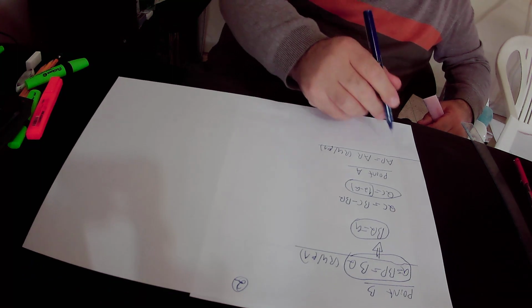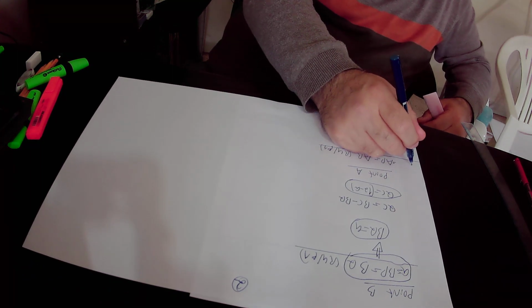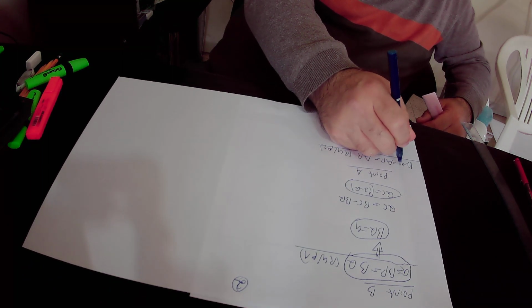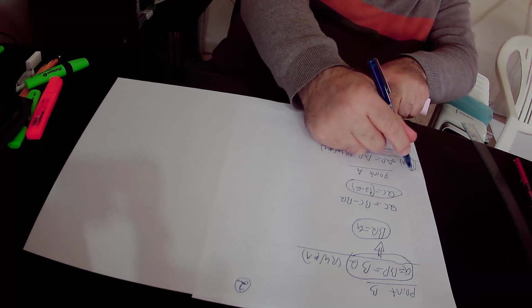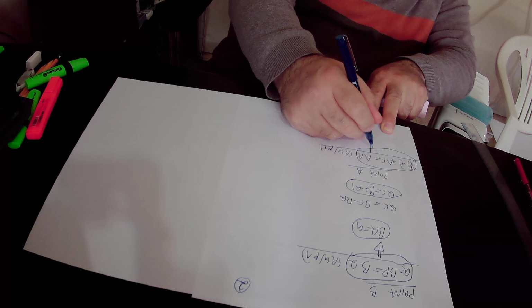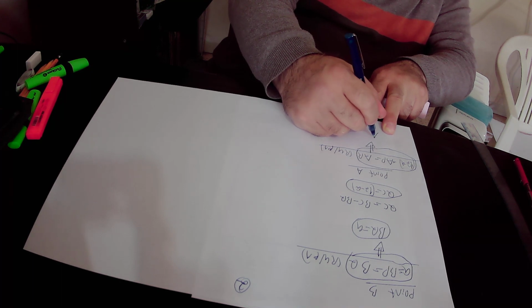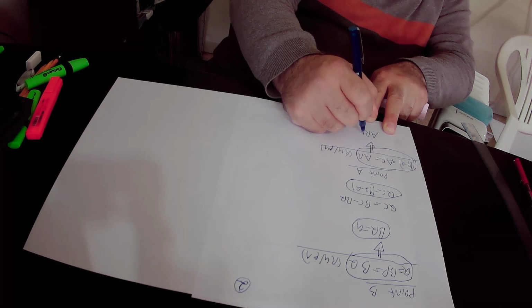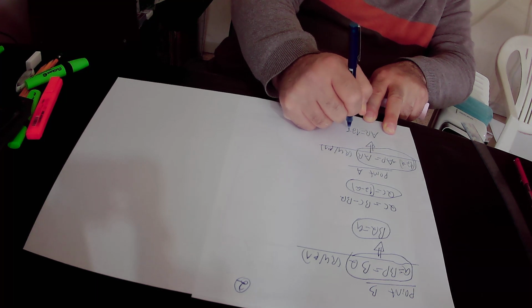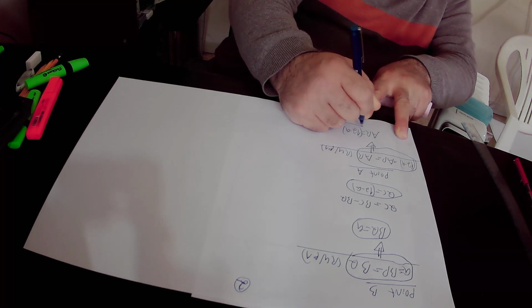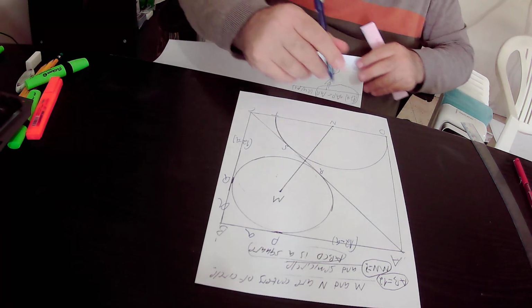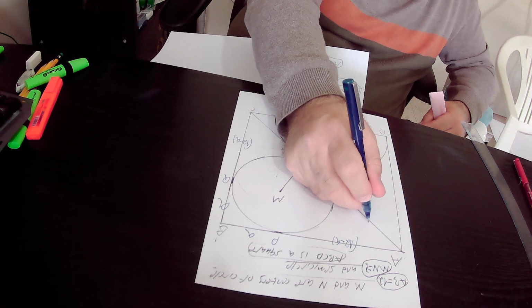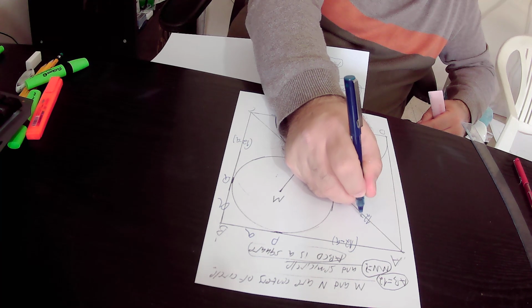But we have already found out that AB equals 12 minus A. So from this equation, 12 minus A equals AP equals AR, we will derive that AR is also equal to 12 minus A. Now we can write down that AR equals 12 minus A.